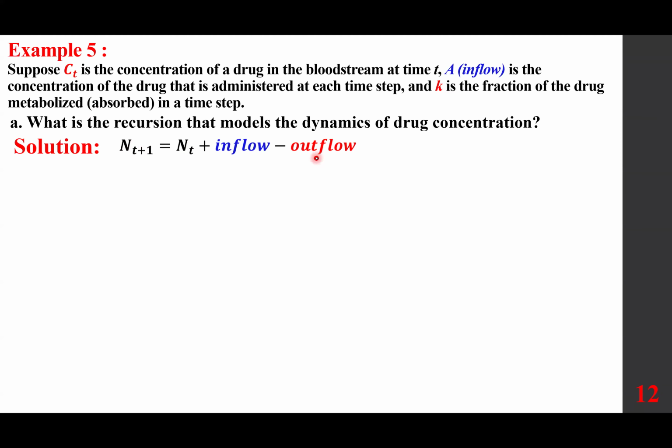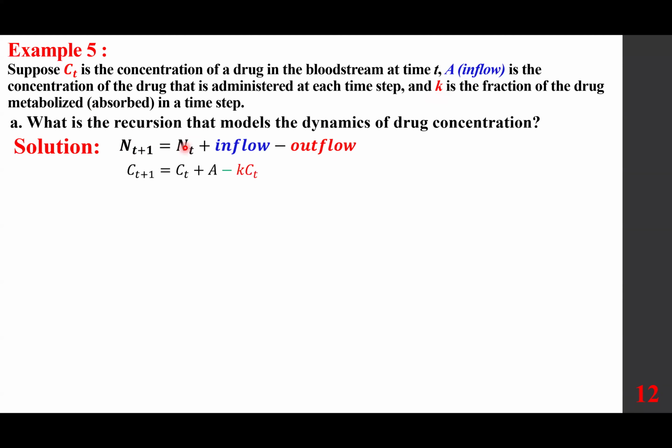Inflow becomes A, and outflow, K is the fraction of the drug that is absorbed. So K times C sub T. Please understand, we change the N to C. So this is inflow A, but what is this? I want to make sure we understand. This is the portion that is gone.